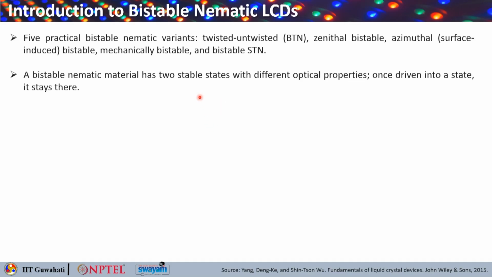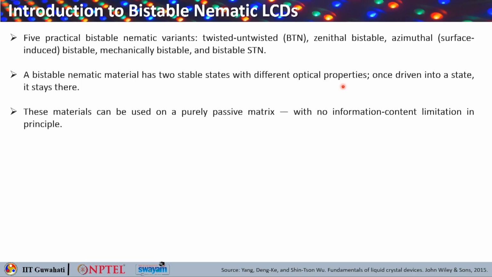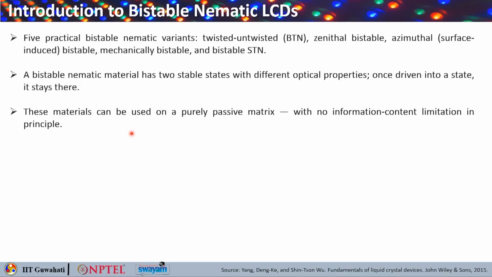Now a bistable nematic material has 2 stable states with different optical properties. Once driven into a state, it will basically stay there. That's why it is called bistable. There are 2 and it is stable in each state. So these materials can be used on a purely passive matrix with no information content limitation in principle.